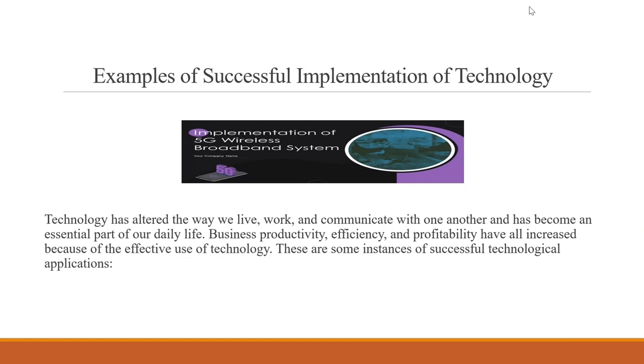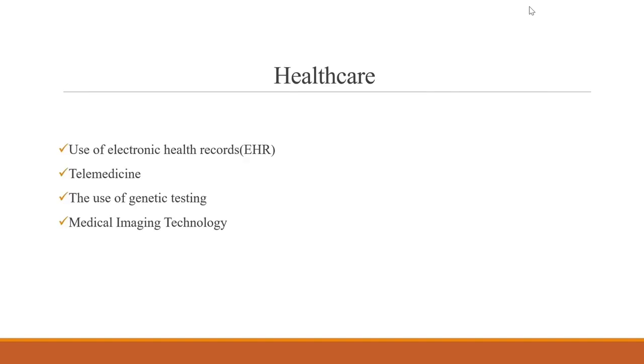Here we talk about some examples of successful implementation of technology. Technology has altered the way we live, work, and communicate with one another, and has become an essential part of our daily life. According to businesses, productivity, efficiency, and profitability have all increased because of the effective use of technology. There are some instances of successful technology applications, and today we are talking about four sectors.